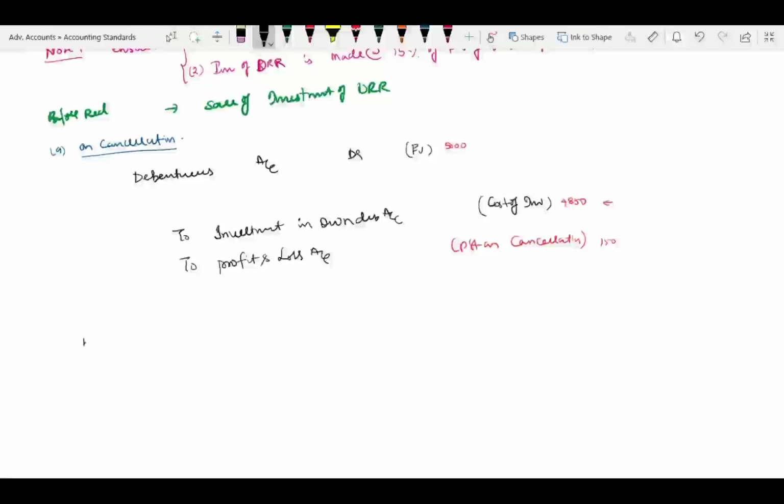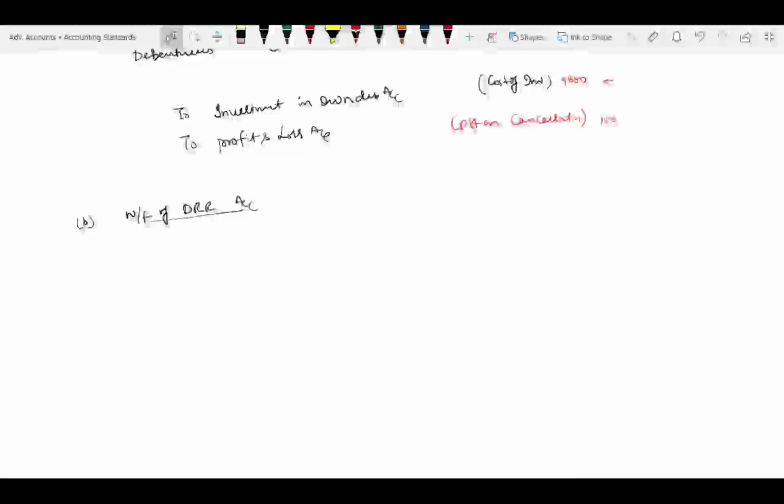Thereafter, entry number B is the reversal of general reserve. Whatever the general reserve is there, that DRR we are supposed to transfer. So this is the writing off of DRR account. The entry is DRR account debit to general reserve account. To what extent the balance is available, completely we have to close it.